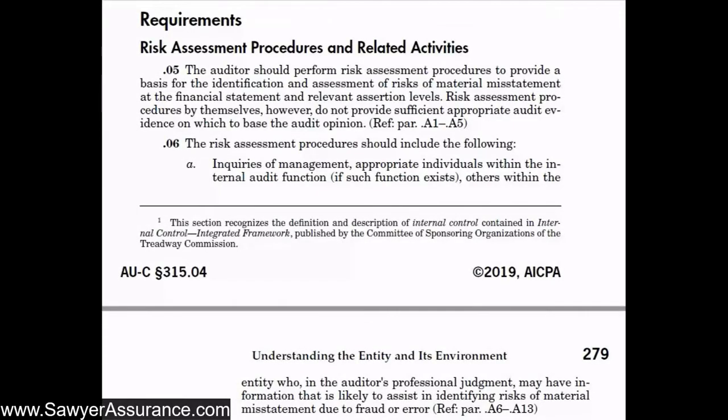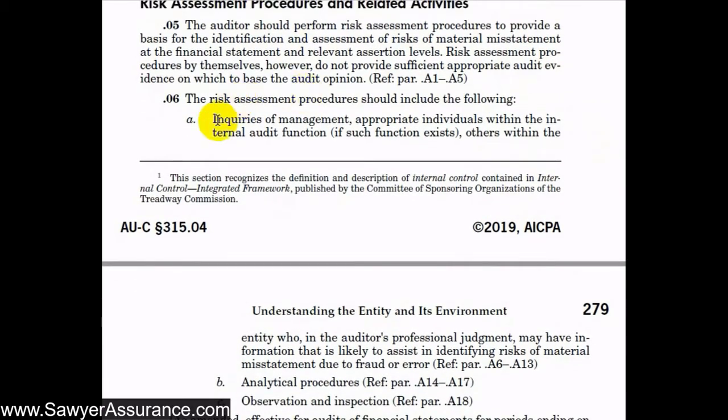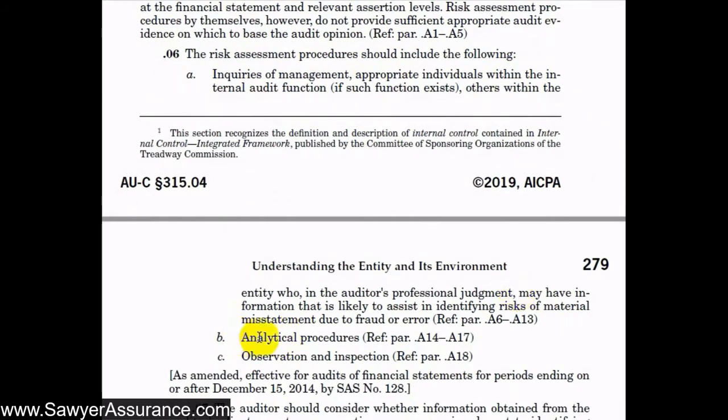Okay, so here we're continuing our discussion of AUC 315 related to risk assessment procedures and related activities. Yesterday, or in the last video, we talked about inquiries of management and assessing the risk of material misstatement as a procedure to do. In this video, we'll talk about analytical procedures.